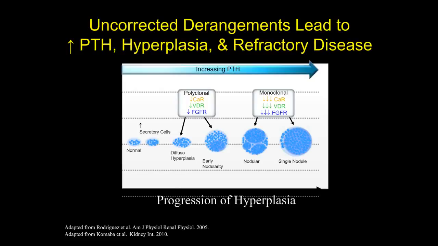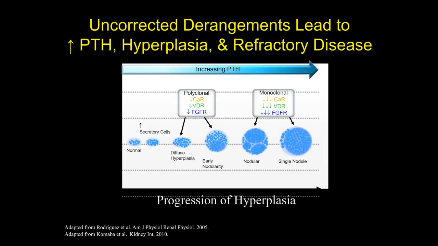If we look at what happens in the evolution of CKD and hyperparathyroidism, we get progressive parathyroid gland hyperplasia. Initially, with diffuse hyperplasia, you get a decrease in your calcium sensing receptor, your vitamin D receptor, and the receptor for FGF. With time, you start forming nodules, and as these nodules form, they become monoclonal and have a marked decrease in the calcium sensing receptor, the vitamin D receptor, and the FGF receptor.